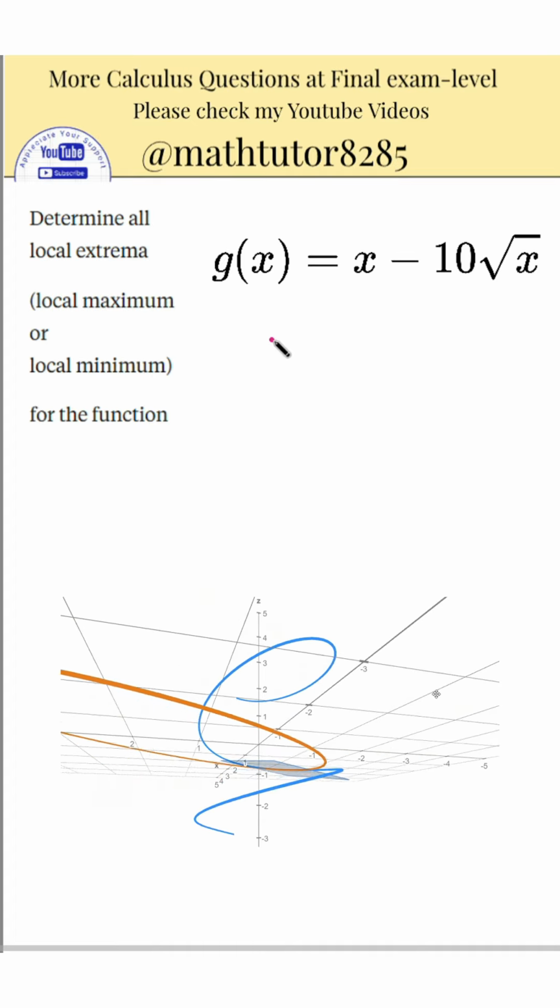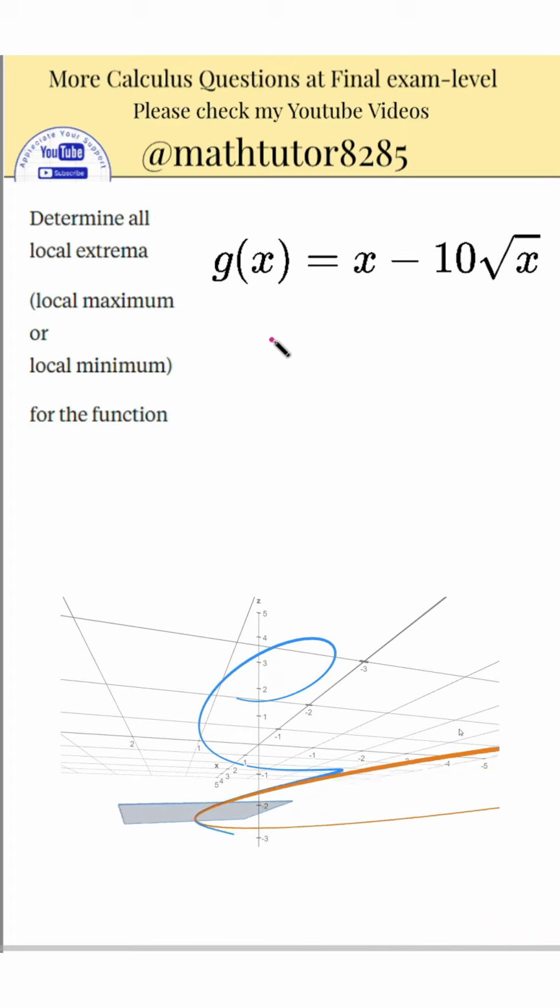You're given a function named g of x, which equals x minus 10 times the square root of x. Our task is to identify all local maximum or local minimum points for this function. Please state the coordinates of any local extrema and explain your answer using calculus reasoning.